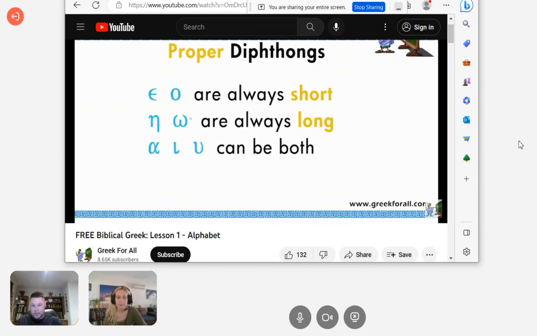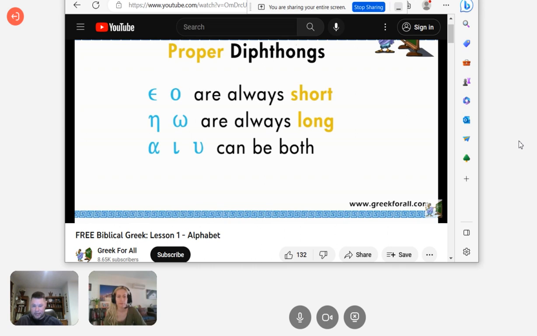And now let us talk about the Greek diphthongs. A diphthong is a combination of two vowels which make one syllable. There are proper and improper diphthongs. First, let us talk about the proper diphthongs. And we will begin by reviewing the Greek vowels.